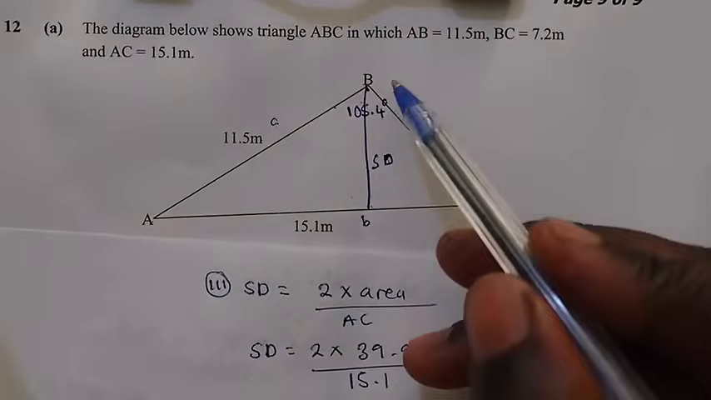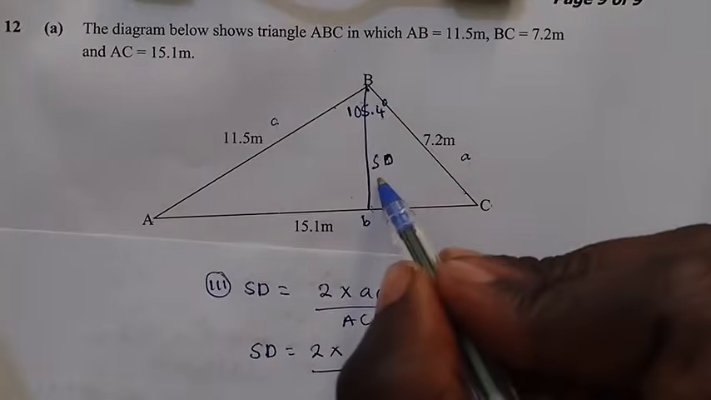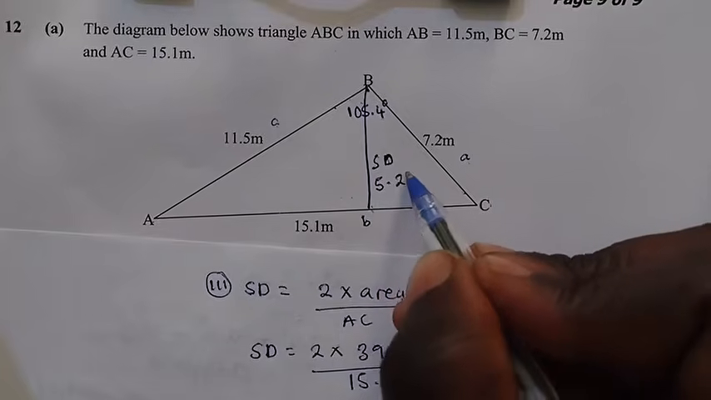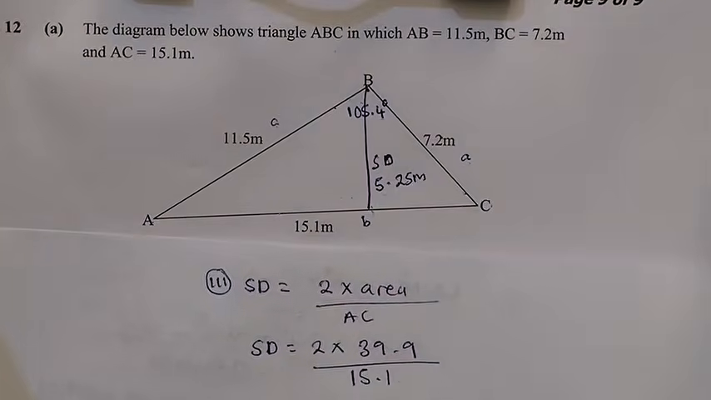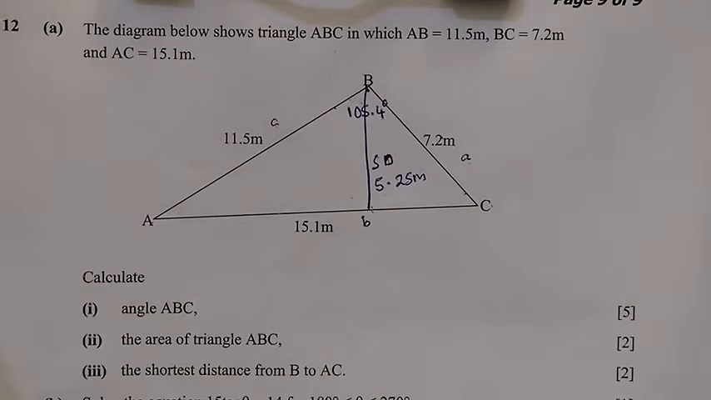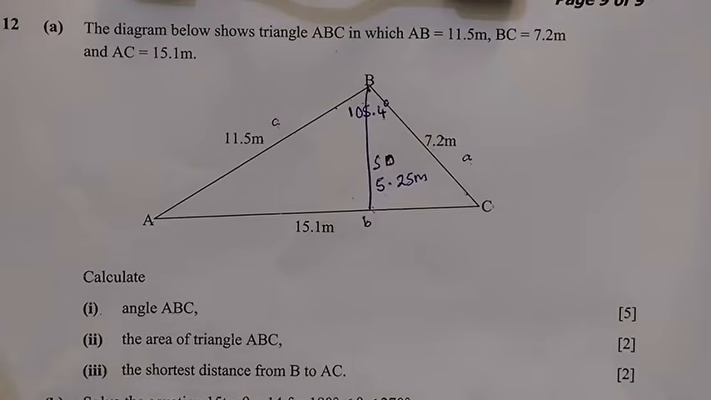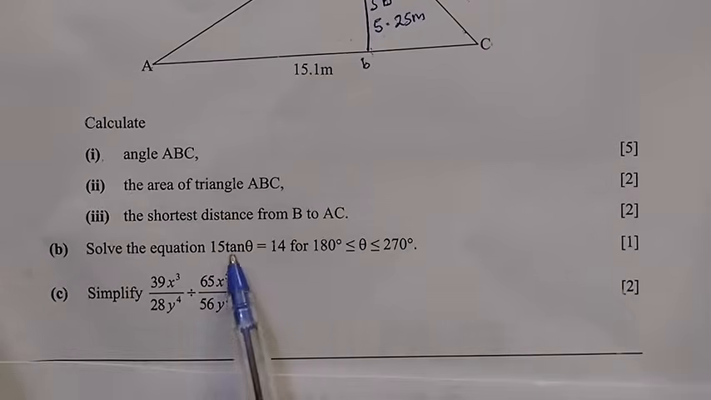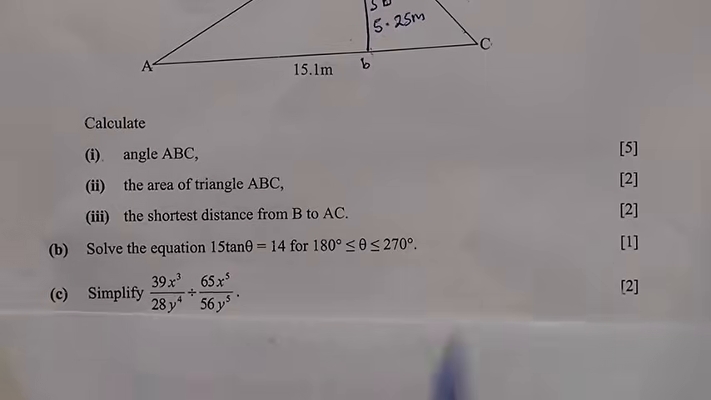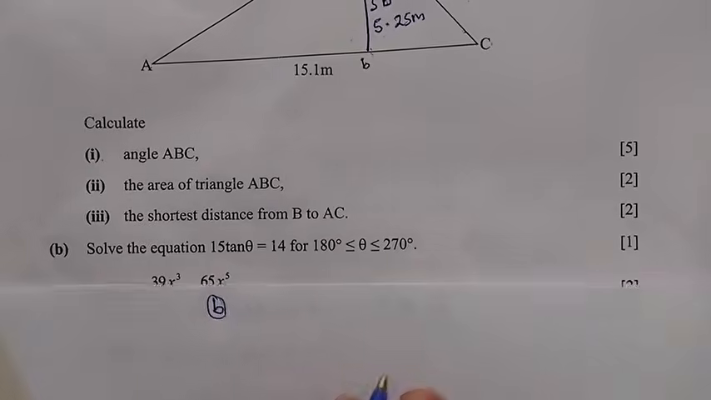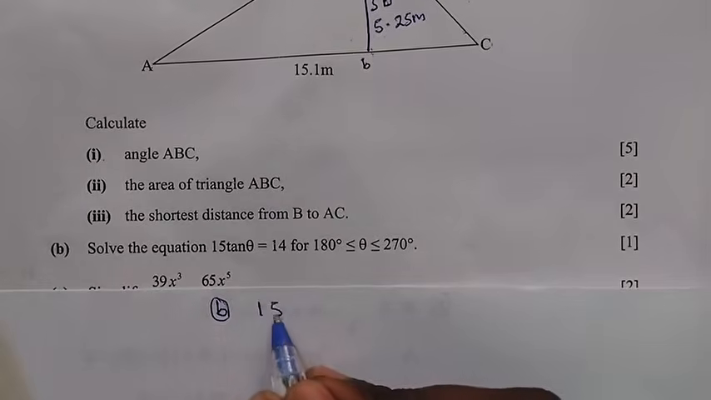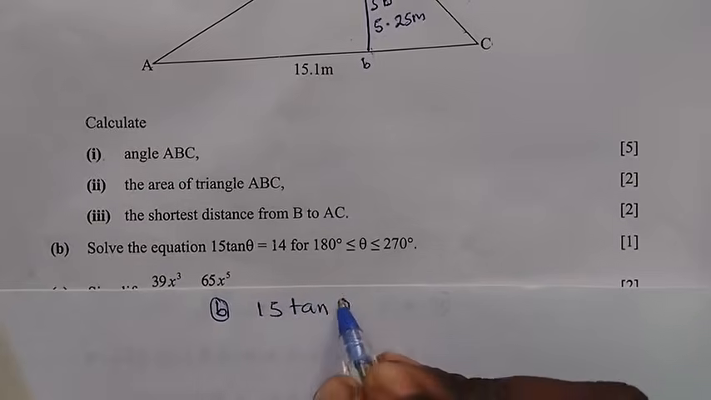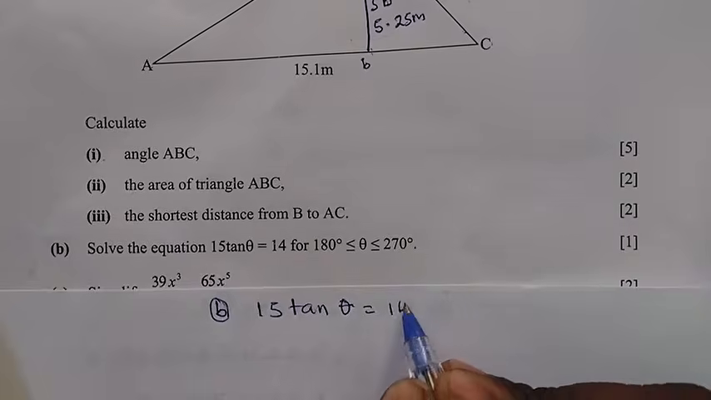So meaning that from B to this AC, the distance was 5.25 meters. Okay, so we have answered our question A, which only had 1, 2, 3. Let us now move on. So we can now move on to our question B right here. Our question B says, solve the equation 15 tan theta is equal to 14. So we come to question B, we are solving 15 tan theta is equal to 14.